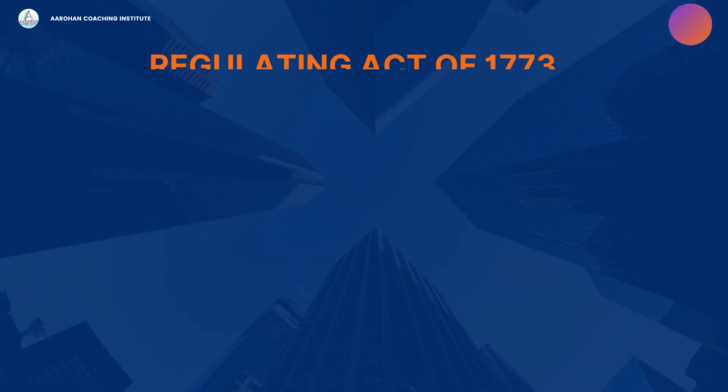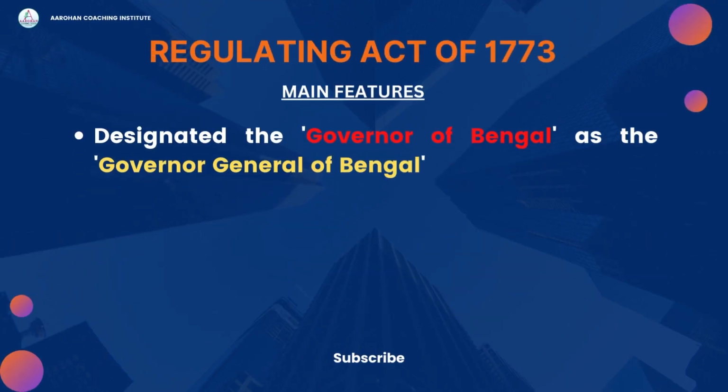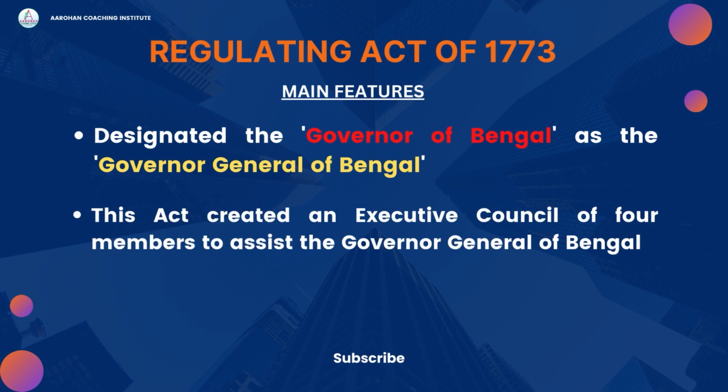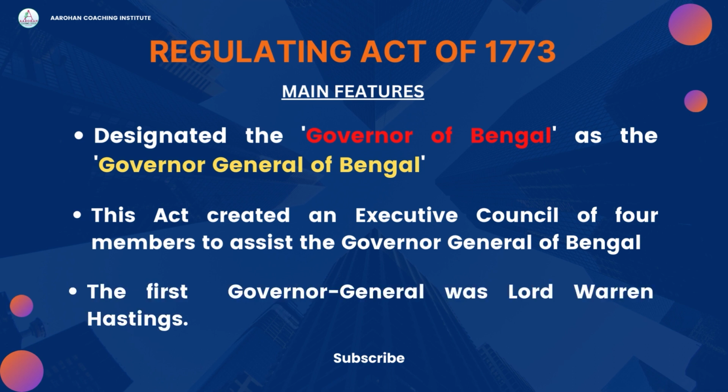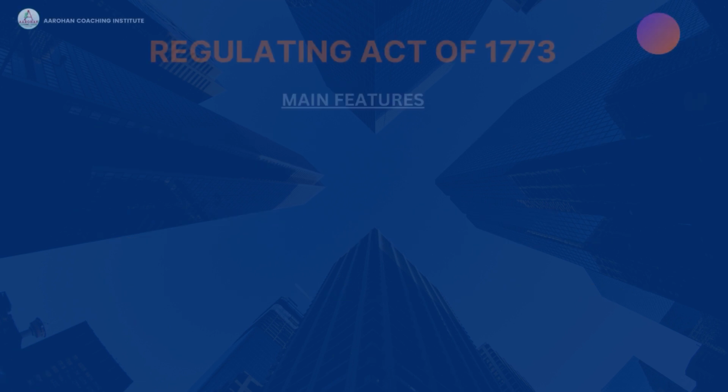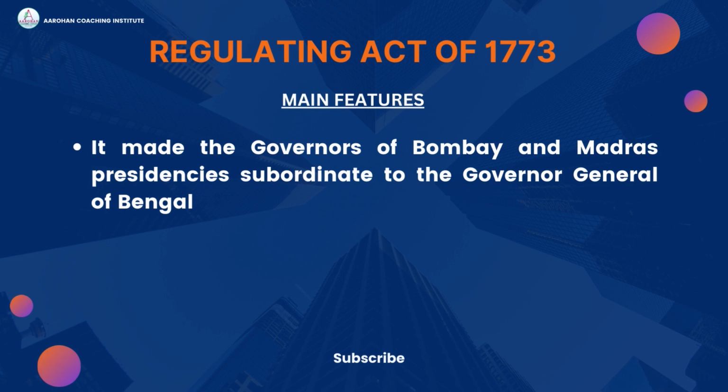Features of the Regulating Act of 1773. It designated the Governor of Bengal as the Governor-General of Bengal. This act created an executive council of 4 members to assist the Governor-General of Bengal. The first such Governor-General was Lord Warren Hastings. It made the governors of Bombay and Madras presidencies subordinate to the Governor-General of Bengal.